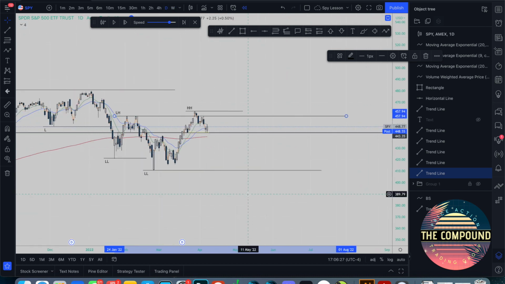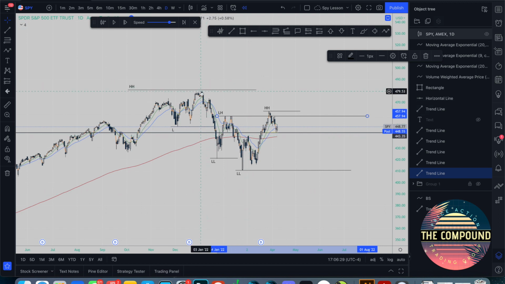When we look at the daily, we see the same thing. We had a high, we had a low. That low was broken, which gave us a lower high. And now we have broken that lower high to make a higher high. So the daily is in the same spot as the weekly.